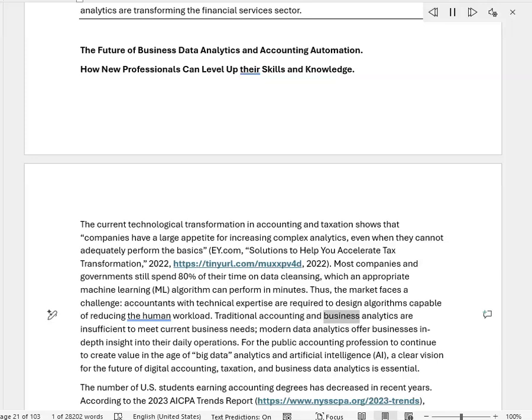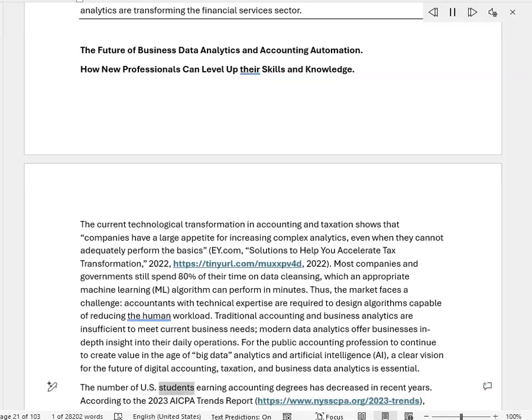Traditional accounting and business analytics are insufficient to meet current business needs. Modern data analytics offer businesses in-depth insight into their daily operations. For the public accounting profession to continue to create value in the age of big data analytics and artificial intelligence, AI, a clear vision for the future of digital accounting, taxation, and business data analytics is essential.